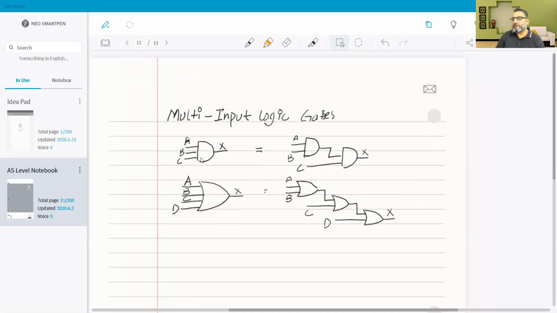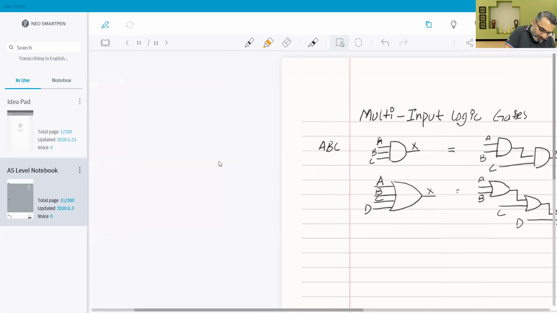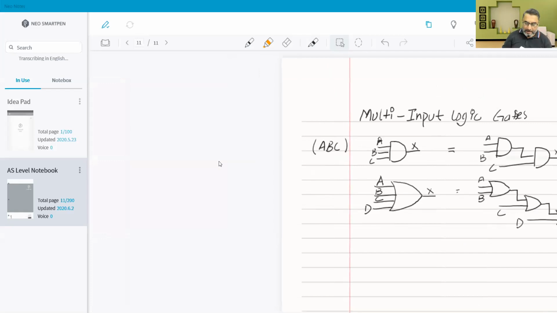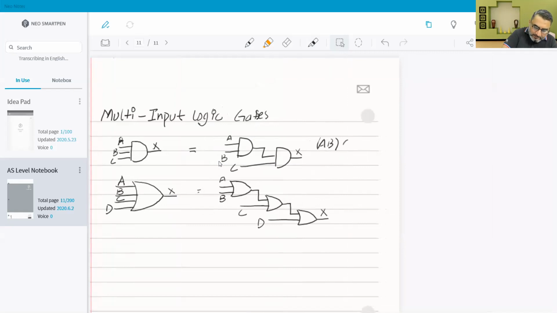So what we have to do is understand that if a gate, maybe AND, has more than 2 inputs, we have to convert it this way. So if it is A and B and C, we have to make it (A and B), put a bracket, and then C, put a bracket. That is how it will be done.